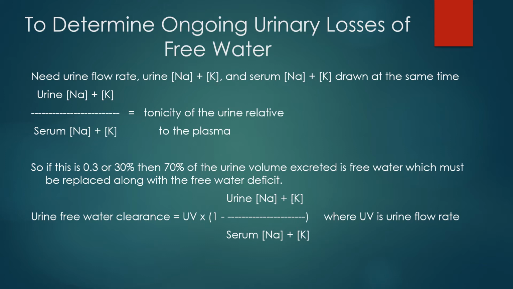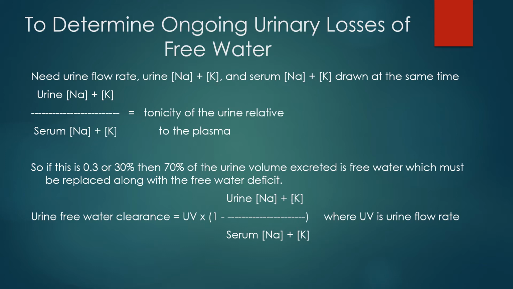To determine ongoing urinary losses of free water, you need to divide the urine sodium plus potassium concentration by the serum sodium plus potassium concentration to get the tonicity of the urine relative to the plasma. So if this is 0.3 or 30%, then 70% of the urine volume excreted will be free water, which must be replaced along with the water deficit.